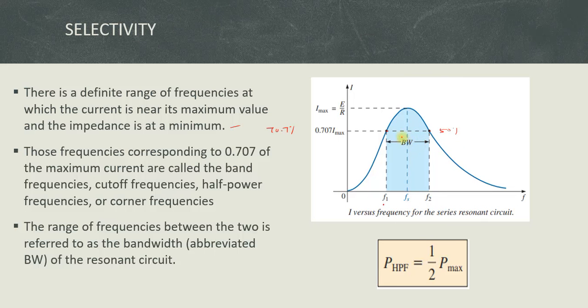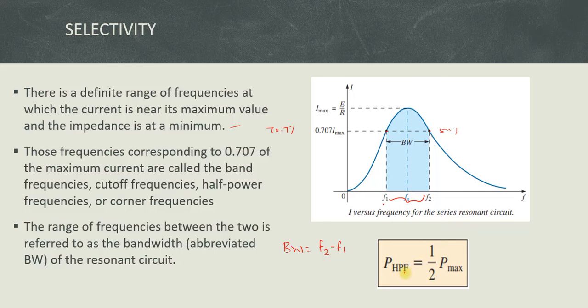Okay, so the range of frequency between these two frequencies is called the bandwidth of the resonant circuit. The bandwidth is represented by the difference between these two frequencies, F2 minus F1. The range between these two frequencies is called the bandwidth of the circuit.